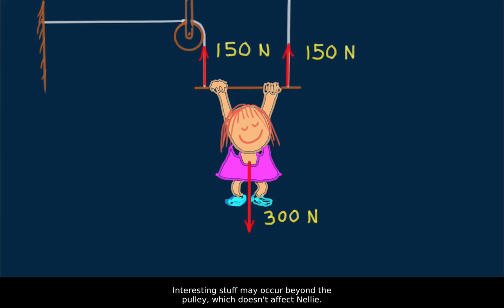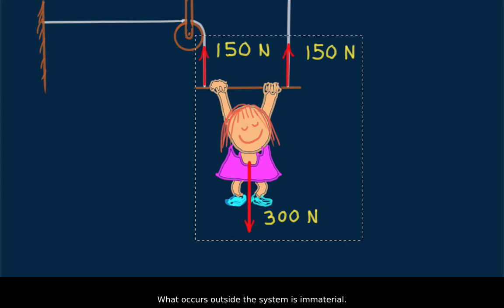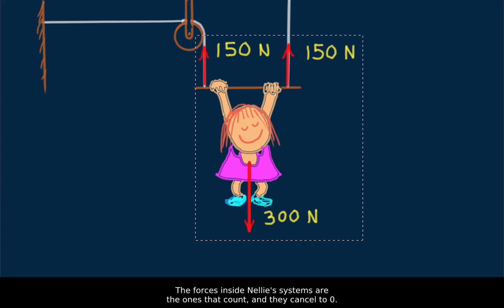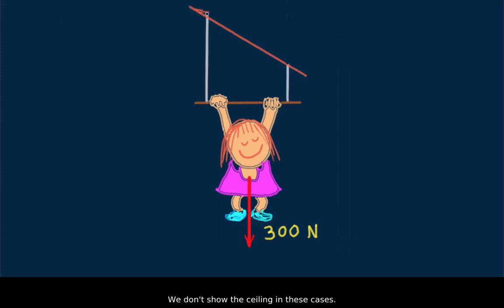Interesting stuff may occur beyond the pulley, which doesn't affect Nellie. Nellie is in a system bounded by the white dotted box. What occurs outside the system is immaterial. The forces inside Nellie's system are the ones that count, and they cancel to 0. We don't show the ceiling in these cases.